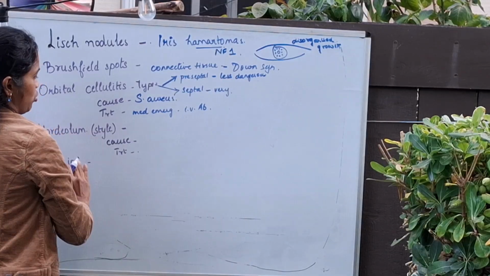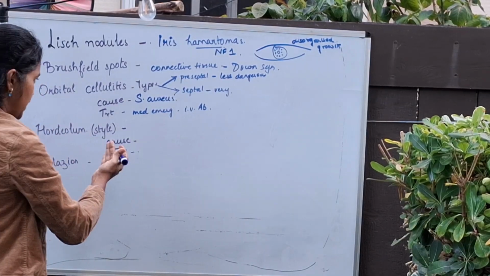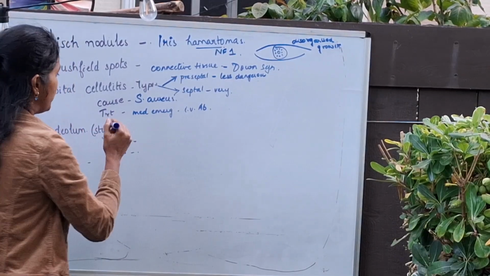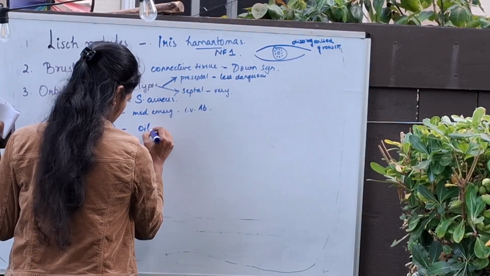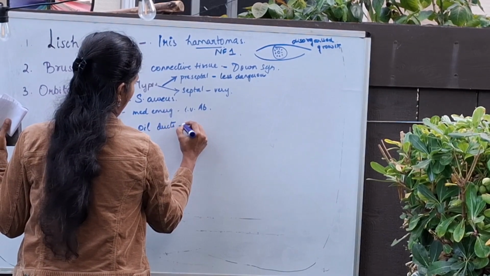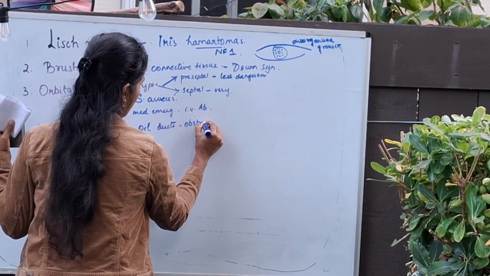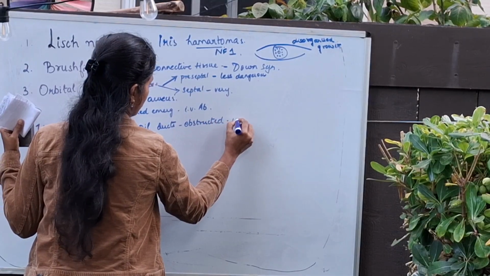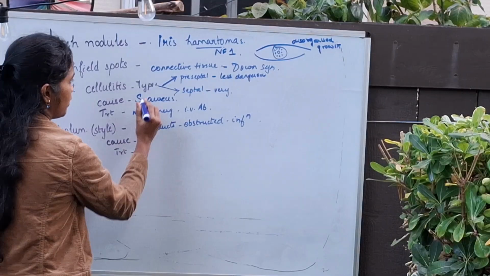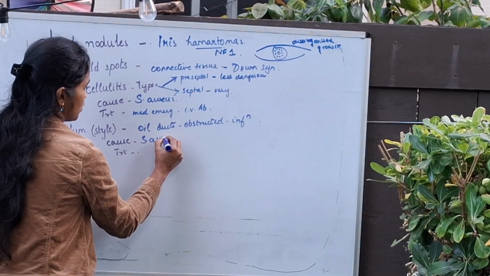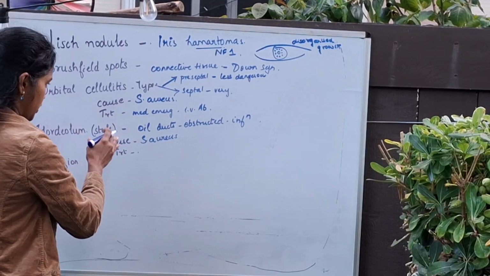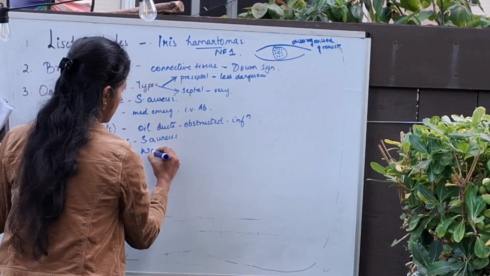What about hordeolum or stye? Hordeolum or stye occurs because there are oil ducts in the eyelid, right? When those oil ducts are obstructed because of an infection, that is a stye. Now what is the infection that is causing the stye? Again, it is Staph. Even though an infection is causing this hordeolum or stye, the treatment is warm compress.